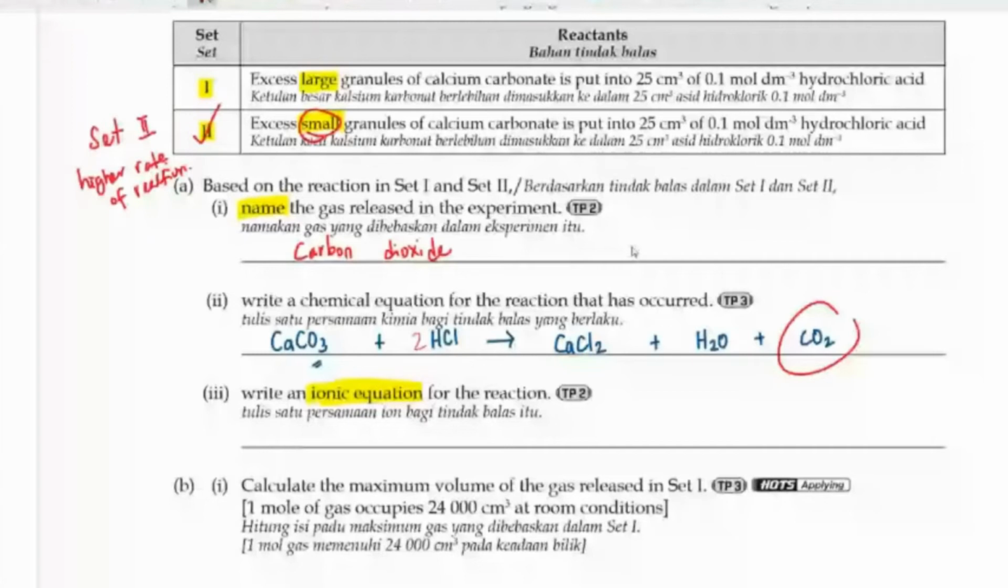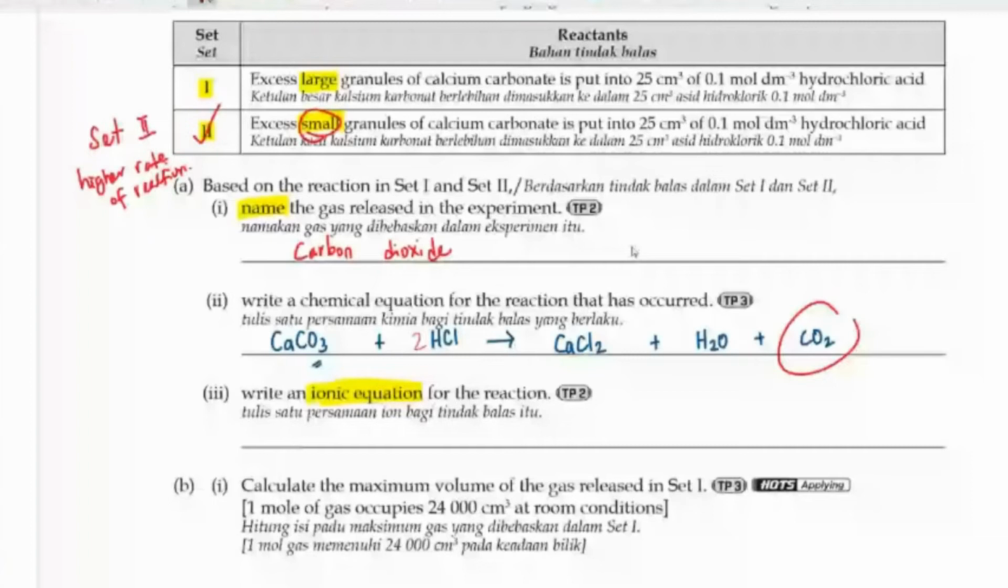Class, calcium carbonate: soluble salt or insoluble salt? Is it soluble? All carbonates are insoluble except the sodium, potassium and ammonium carbonates. So this one is insoluble. If it is insoluble, it means it is a solid. Then the acid is the aqueous solution.